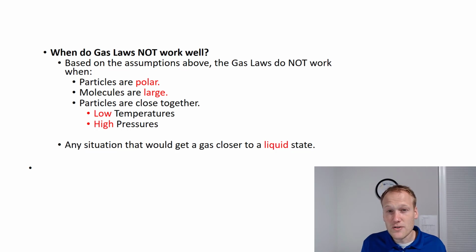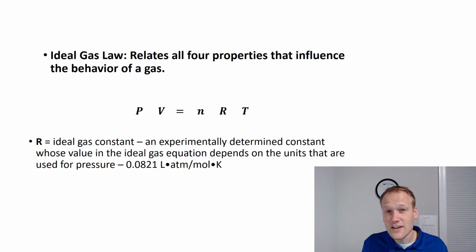And finally, if particles get too close together, this would be if we are at extremely low temperatures near absolute zero, or if we're at extremely high pressures. In both of those situations, you could be close to the gas becoming a liquid, and the ideal gas law calculations will not model what is happening in reality. The ideal gas law relates all four properties of influence: pressure, volume, temperature, and n, which is the number of moles of the gas, or amount of particles.